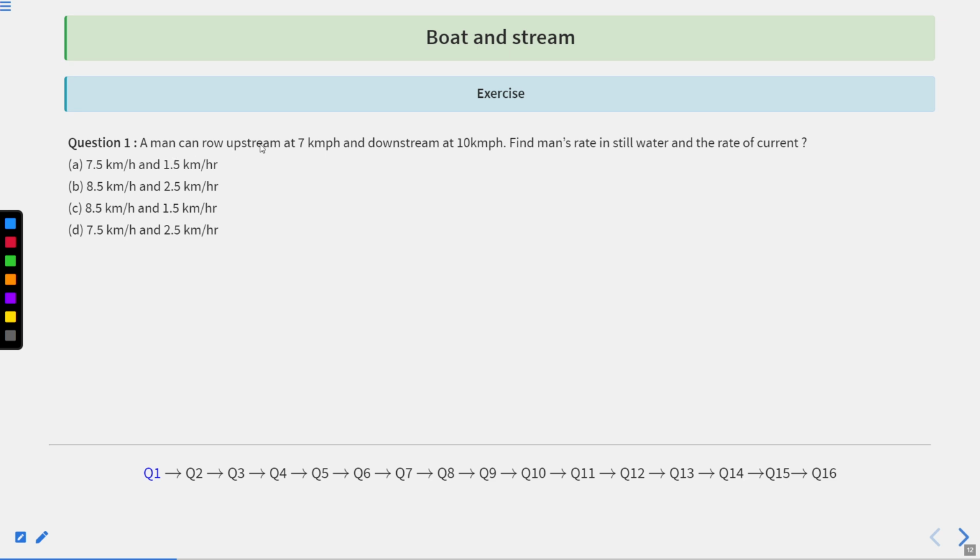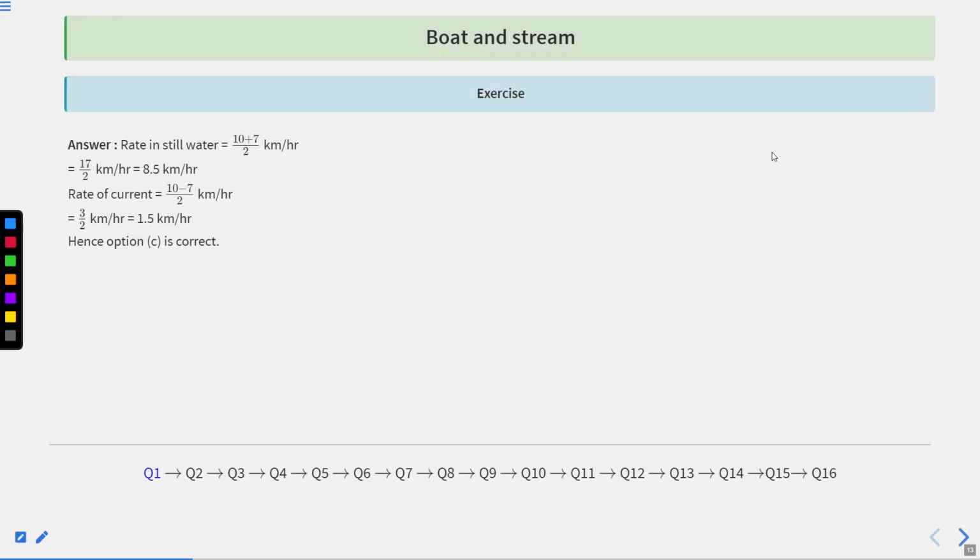A man can row upstream at 7 kilometer per hour and downstream at 10 kilometer per hour. Find the man's rate in still water and the rate of the current. Okay, so let us see the solution.